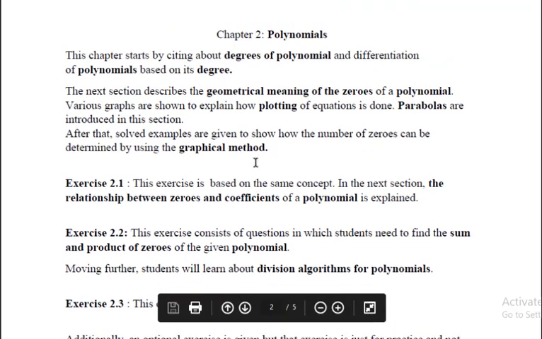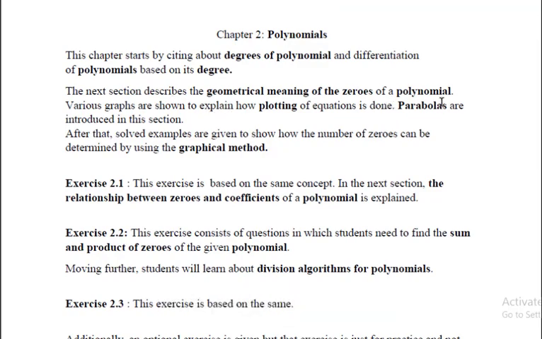Okay, in this, the next section describes the geometrical meaning of zeros of a polynomial, and various graphs are shown to explain how plotting of equations is done, and parabolas are introduced in this section. Then after this a lot of solved problems are given to show how the number of zeros can be determined by using the graphical method. So this is the main concept, the graphical method. By using this method you can show how the number of zeros can be determined.